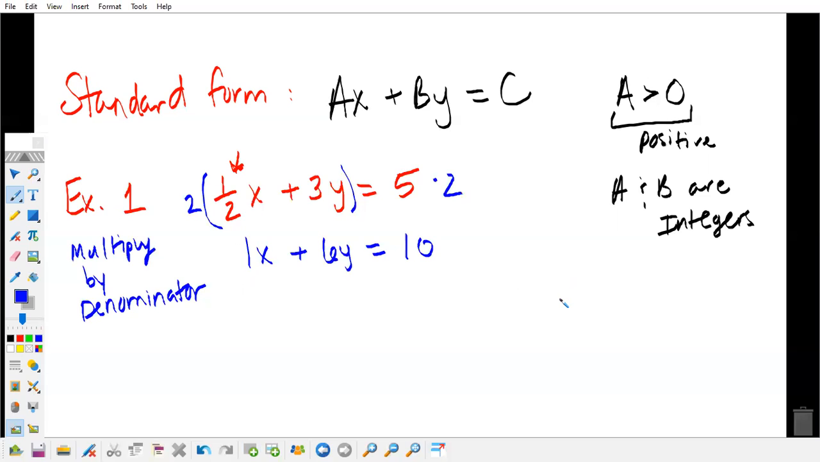Okay, from standard form, you can also find your slope. So in standard form, you can find your slope one or two ways. Way number one is just get y by itself, right? Do everything you need to do to get y by itself. The other way to find your slope in standard form is that your m is going to equal negative A divided by B. So slope equals negative A divided by B.